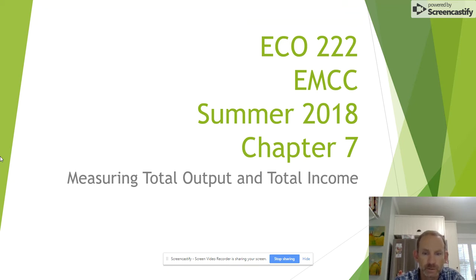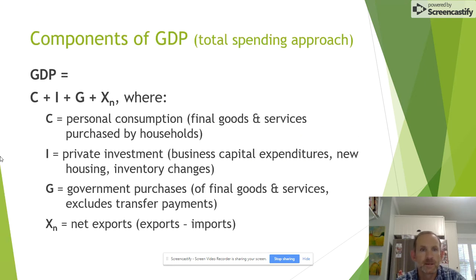But we are on now to Chapter 7, which talks about how we measure total output and total income, which are really measures of the overall size of the economy. A couple chapters ago, we talked quite a bit about GDP, gross domestic product. We had a definition there and broke that down quite a bit. But to be more specific, in this chapter, we'll look at how the government actually tries to estimate GDP.